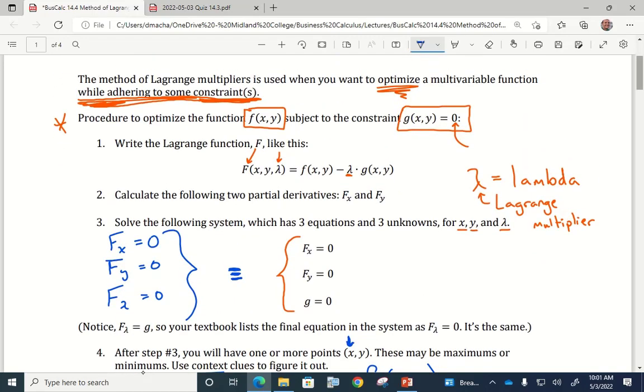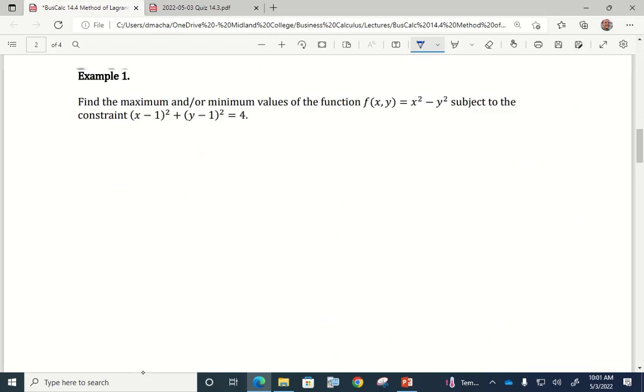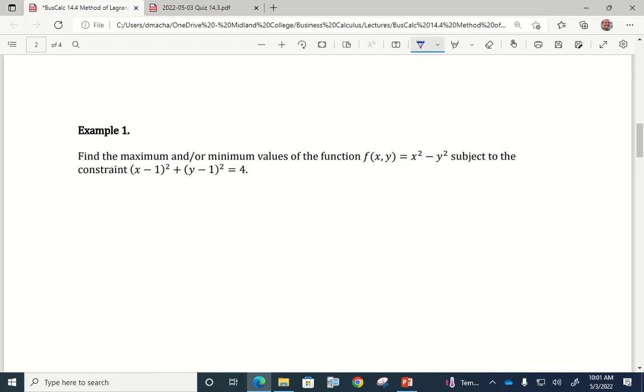So let's do an example, because maybe it's not super clear what I mean by constraint, or what I mean by the function we're supposed to optimize. Example number 1 says, find the maximum and or minimum values. So basically optimize the function. And the function we're trying to optimize is this, x squared minus y squared. And we're going to optimize this function subject to a particular constraint, which is going to be that.